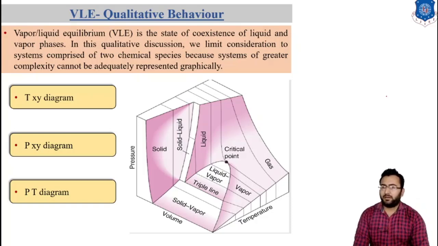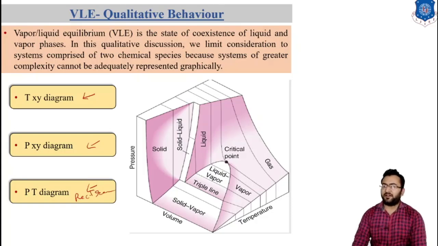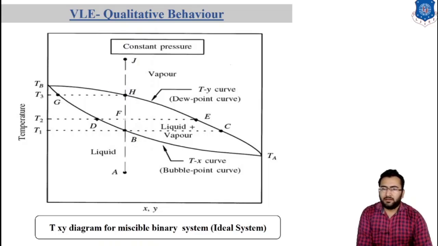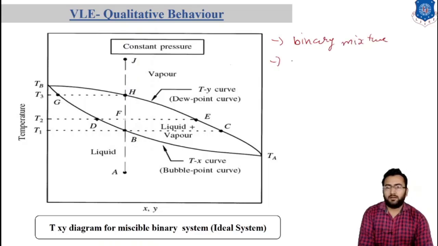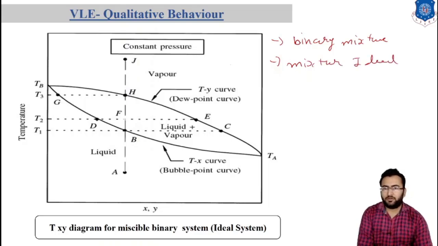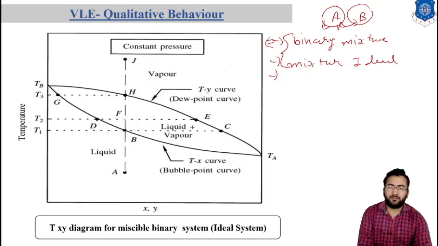VLE qualitative behavior can be understood from three diagrams: the TXY diagram, the PXY diagram and the PT diagram, which is also known as retrograde condensation. Let's first discuss the TXY diagram. Let's first consider the various assumptions for this system. This system is made of two components, or a binary mixture. The second assumption is that the mixture is an ideal solution. The third assumption is about these components: let's suppose there is a component A and a component B. This system is made of components A and B, and both components are 100% miscible with each other.